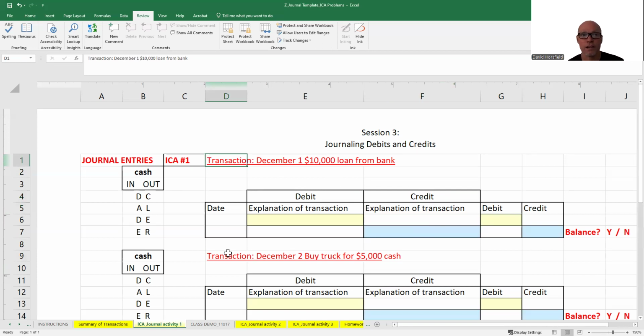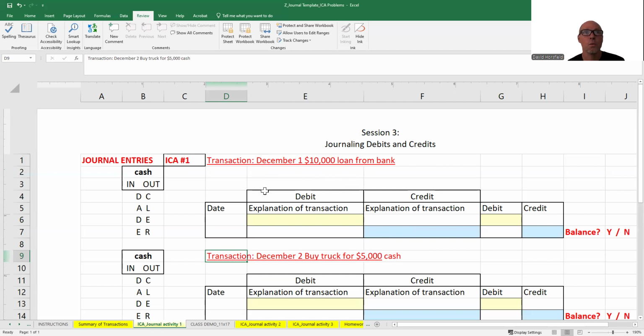So clarification, if a transaction says the word cash, we know it's got cash. If it doesn't say cash, we're looking to see if it uses the term on account or on credit. If it doesn't say on account or on credit, we're assuming that transaction involves cash. So back to the structure of this worksheet.